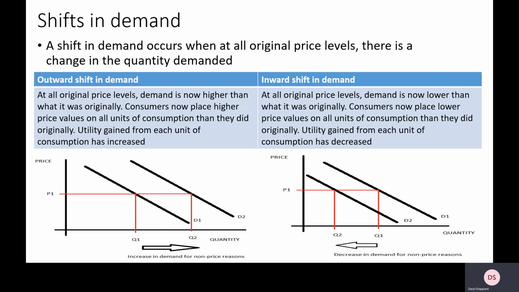Now on the bottom right-hand side diagram, we've got the exact opposite. We've got a reduction in demand for non-price reasons. So at the same price level of P1, people are now less willing and able to buy these goods and services. So that will mean that people in the bottom right-hand diagram now feel they're going to get less satisfaction or utility when they buy these goods and services at price 1. In the bottom left-hand diagram, as demand moves outwards, at price 1, people now gain extra satisfaction or utility from demanding these goods and services.